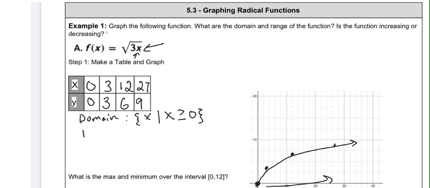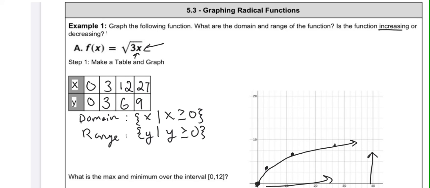And then our range is our y values. Our y values, we can notice, start at 0, and then it keeps going up, and it's going to keep going on. So same thing, y is greater than or equal to 0. It's our range because as x increases, y increases.